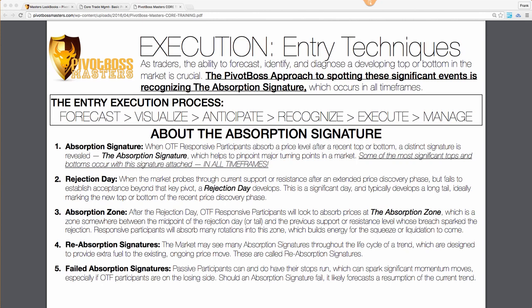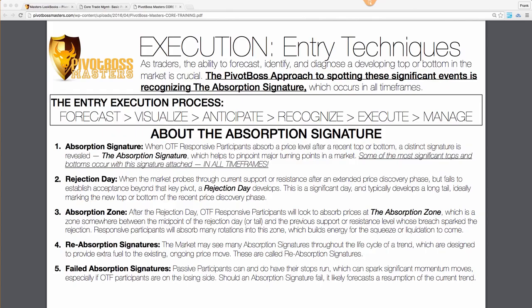Many of you have heard me talk about the OTF responsive absorption signature that I often spot in the market. You hear me talk about it in the pre-market reports, in the closing reports, and in the premium trading room. And now you're seeing me teach it here in the Pivot Boss Masters training. I've never really formally taught this absorption signature, but I'm very, very excited about revealing it to you today. The absorption signature is a powerful signature that occurs in all time frames.